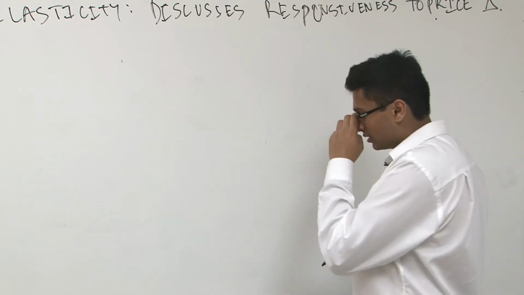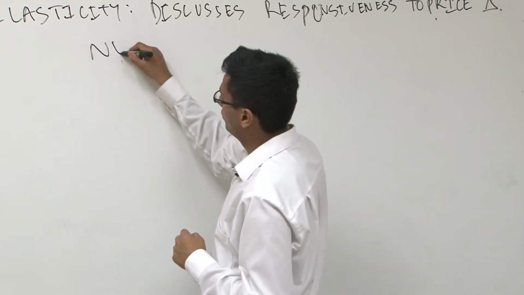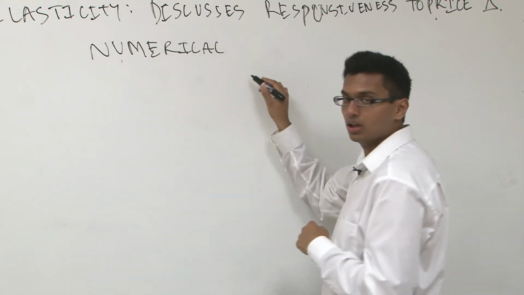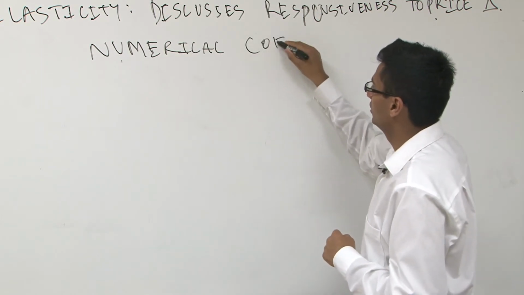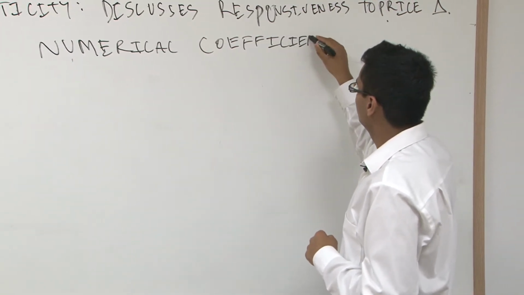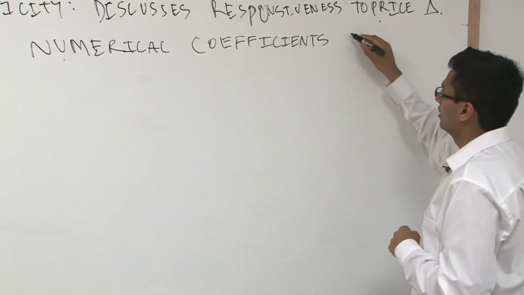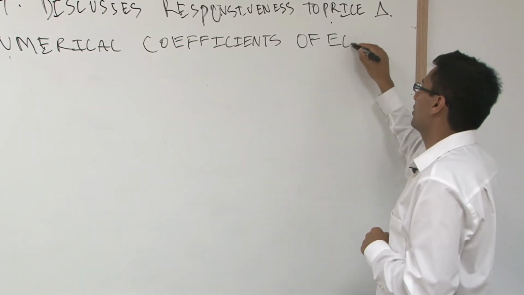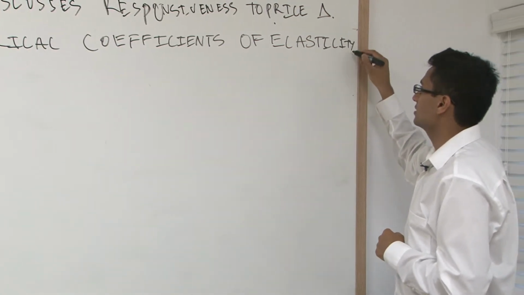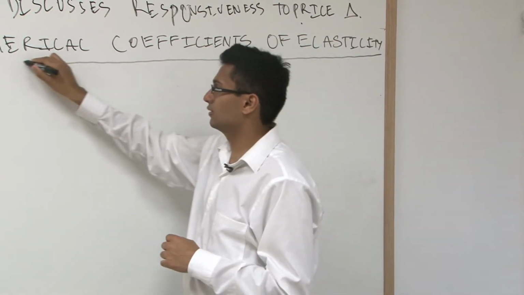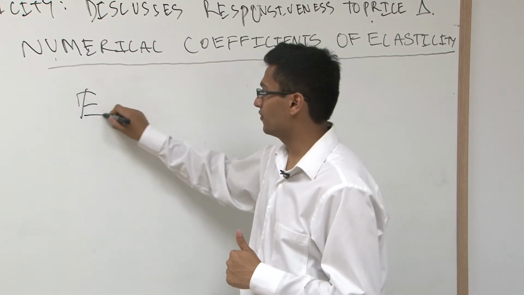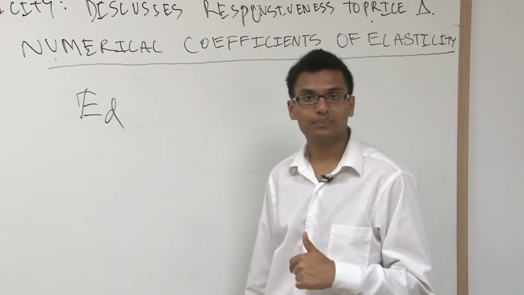Responsiveness, okay. All right, so let's talk about numerical coefficients of elasticity. We're going to talk about both the elasticity of supply and elasticity of demand. Okay? All right, let's talk about ED and ES. Let's talk about the numerical coefficient of elasticity of demand.